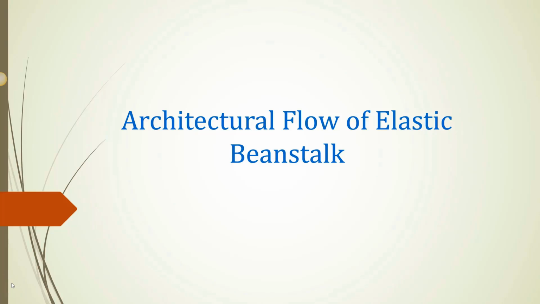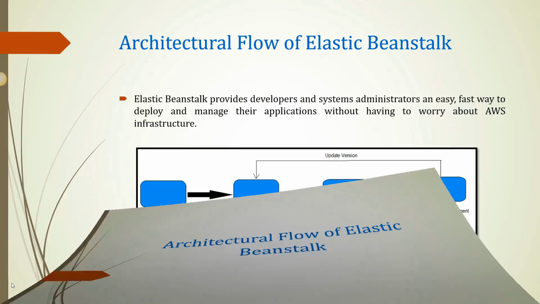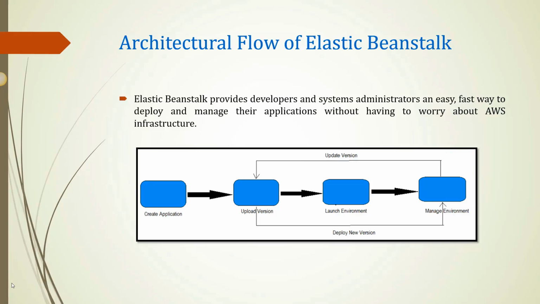Now let's talk about the architectural flow of Elastic Beanstalk. To use Elastic Beanstalk, you create an application and upload an application version in the form of an application source bundle. For example, if you are selecting a Java application, then you have to upload a .war file to Elastic Beanstalk and then provide some information about the application. After uploading the application, Elastic Beanstalk automatically launches an environment and configures the AWS resources needed to run your code. After your environment is launched, you can then manage your environment and deploy new application versions.